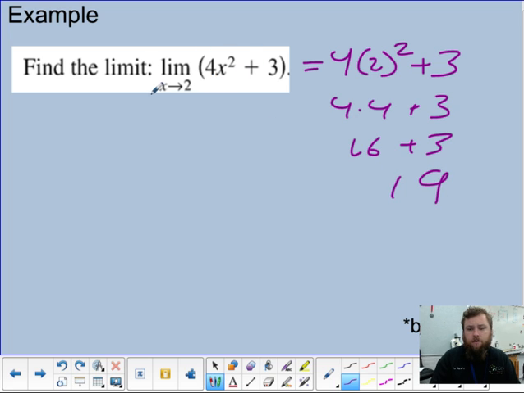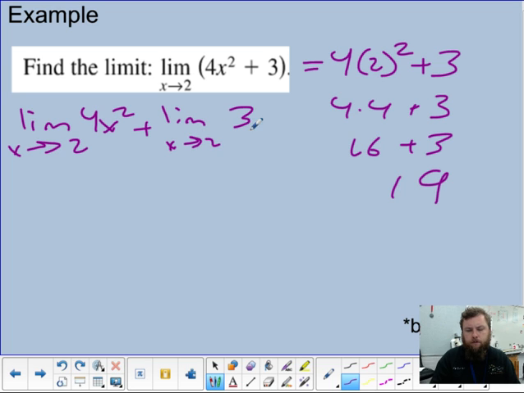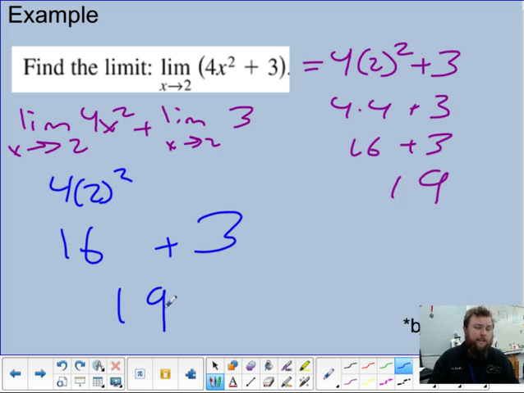Now, another way I could do this is by breaking this up. So it's like the limit as x approaches 2 of 4x squared, plus the limit as x approaches 2 of 3. So on the left-hand one, you plug in 2 for 4x squared, and you get 4 times 2 squared, which is going to be 4 times 4 is 16. And limit of 3 as x approaches 2, well, it's just going to be 3. 16 plus 3 is still 19, so you could break it up.